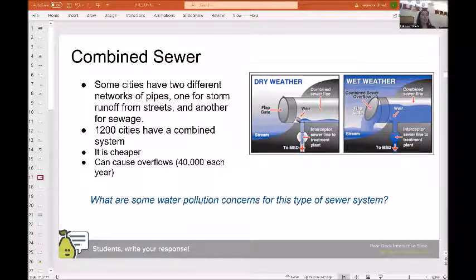All right, remember, we want to try to be as specific as possible as to one of the types of water pollution. So remember what I showed you in that first slide. Is it metals? Are we worried about inorganic metals, or are we worried about organic waste? Try to be as specific as possible.